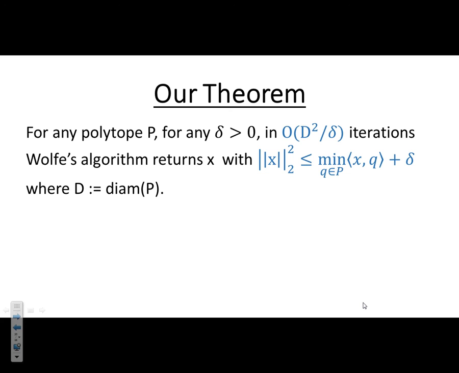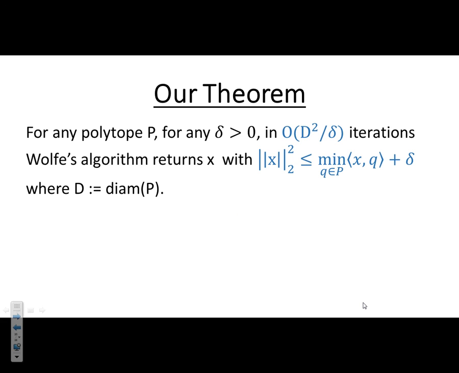So what did we show? Let me read out the statement. For any polytope P, we can get to this error delta, where X squared is less than this thing, in these many iterations. An iteration is either a major cycle or a minor cycle. D here is the diameter of the polytope, and I take 1 by delta time.